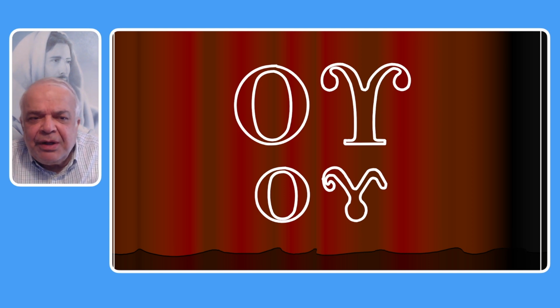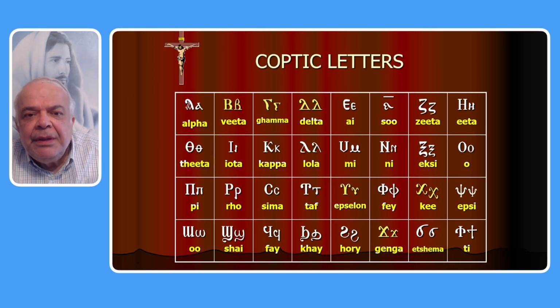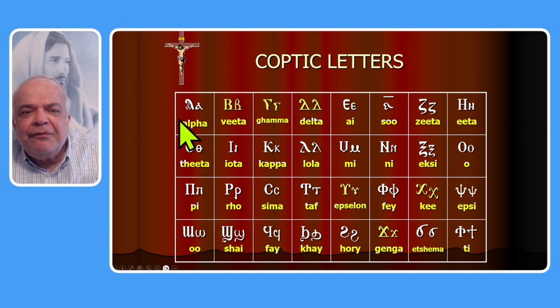Before we start our lecture, I'll present to you the Coptic language alphabet, as we usually do every time. As I told you before, the Coptic alphabet is formed of 32 letters, as you see. 32.